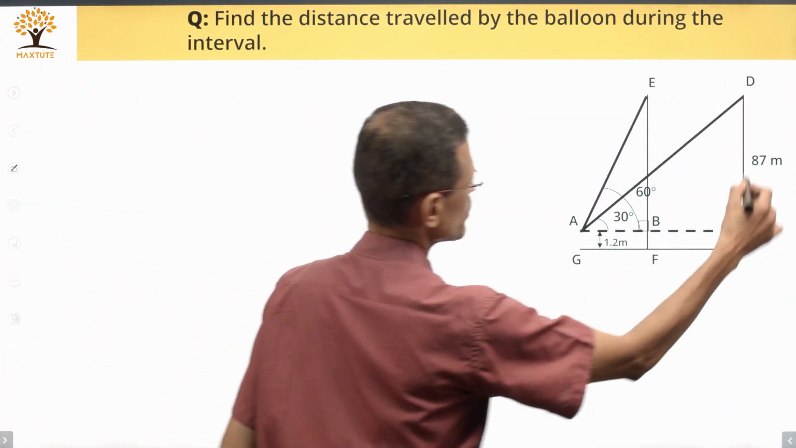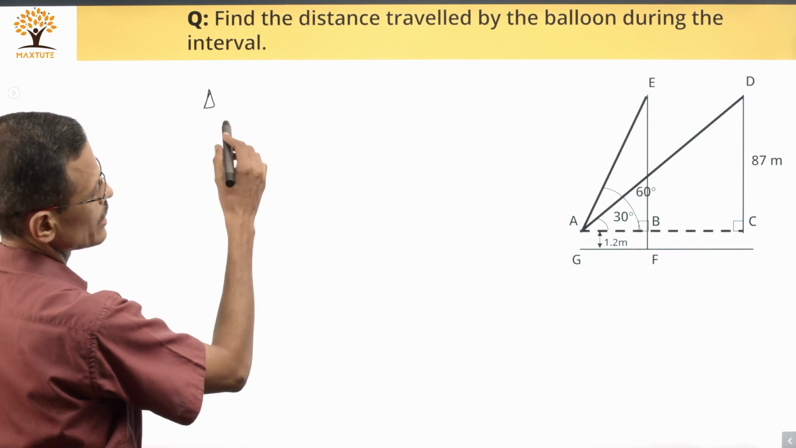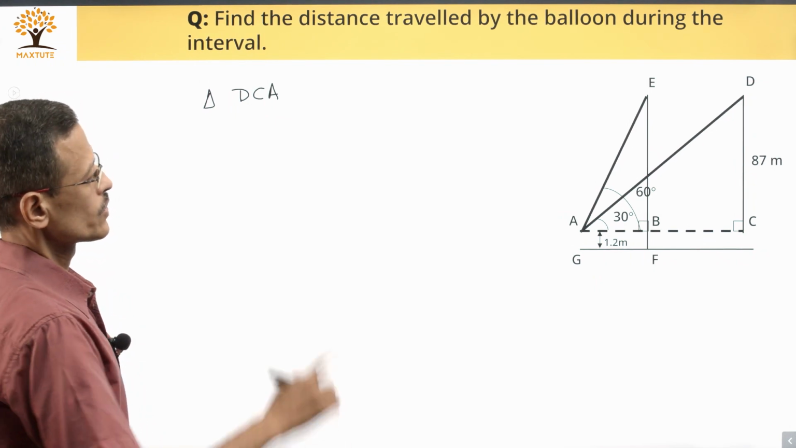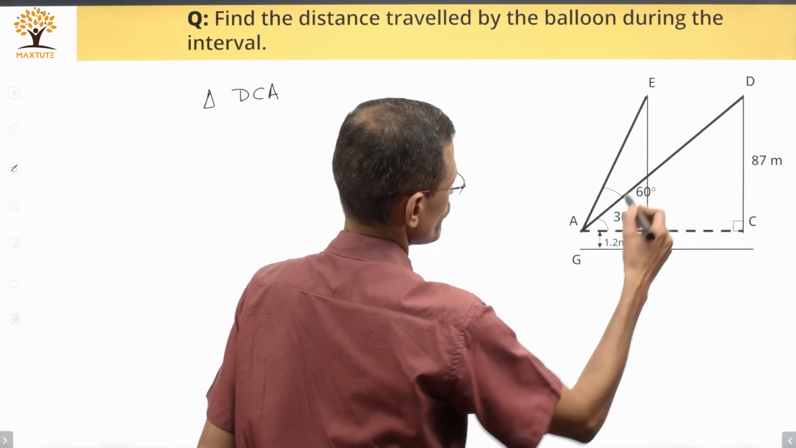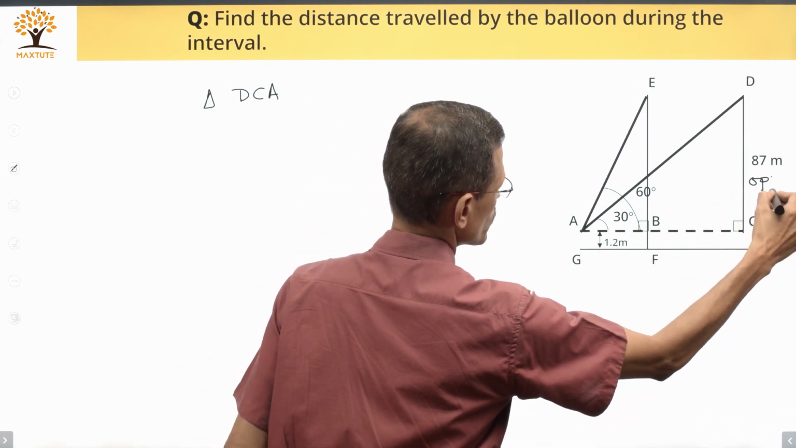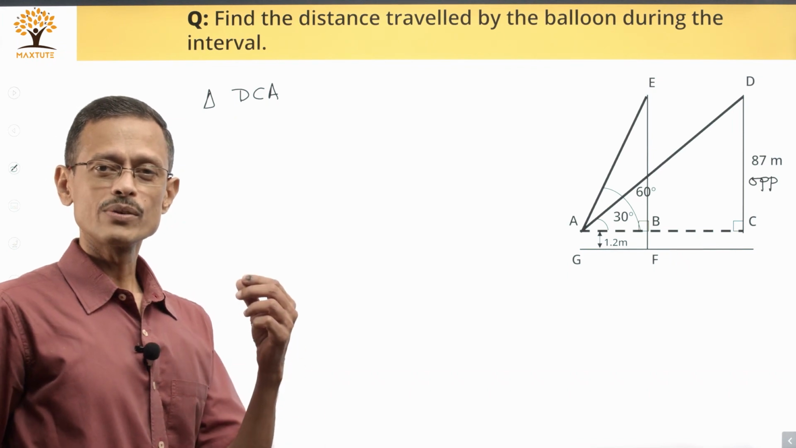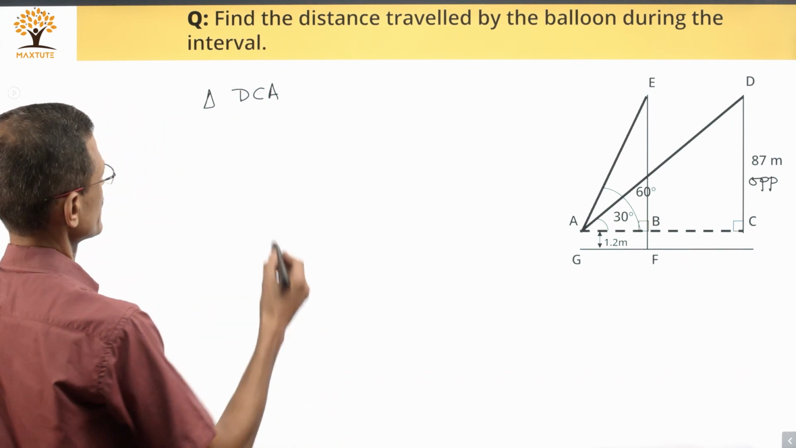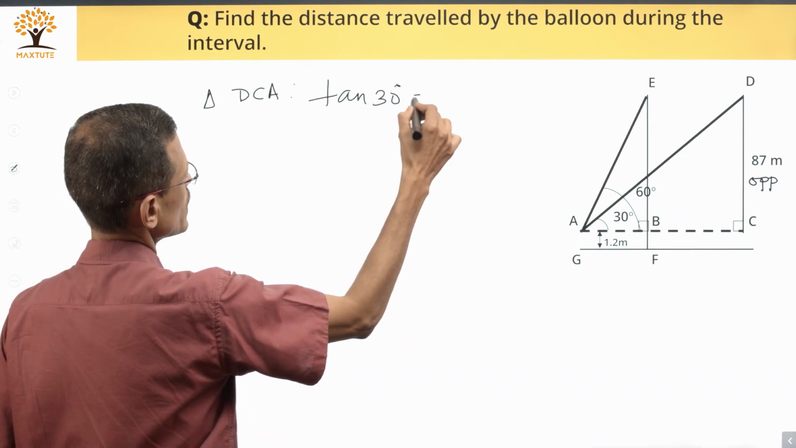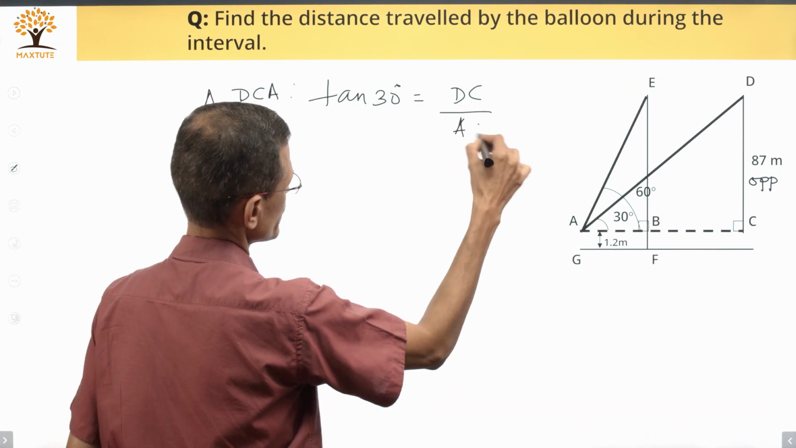Finding out AC, where we know DC is equal to 87 meters. So, the right triangle that we are going to be looking at is DCA, right angled at C. In this triangle, we know for angle 30 degrees, angle A, the opposite side is known to us. Our interest is in finding out the adjacent side. So, we are going to be looking at tan of angle 30 degrees, right? In right triangle DCA, tan 30 degrees is equal to the opposite side DC divided by the adjacent side AC.